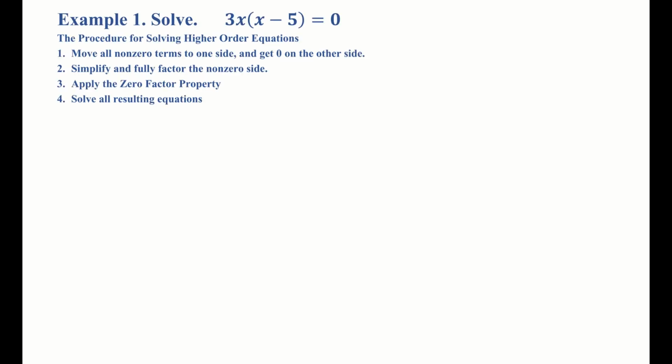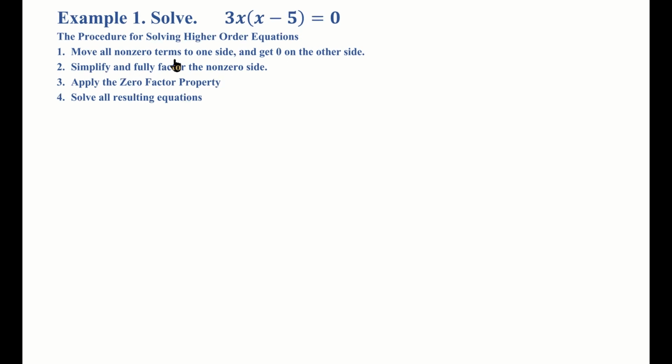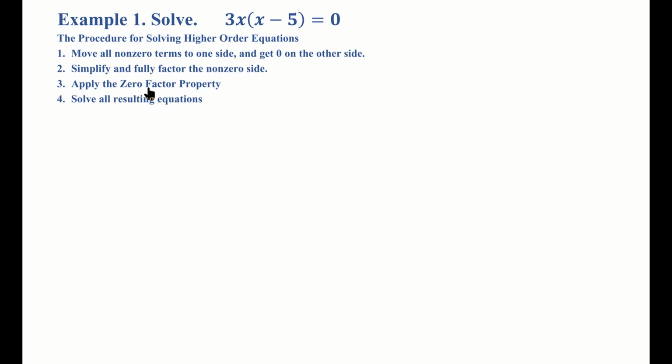So in this first example, actually most of the steps here are done for us. All the non-zero terms are on one side, zero is on the other side, so step one is taken care of. Simplify and factor the non-zero side, that's already taken care of. And now we're ready to go ahead and apply the zero factor property. So we have 3x times (x minus 5) equals 0.